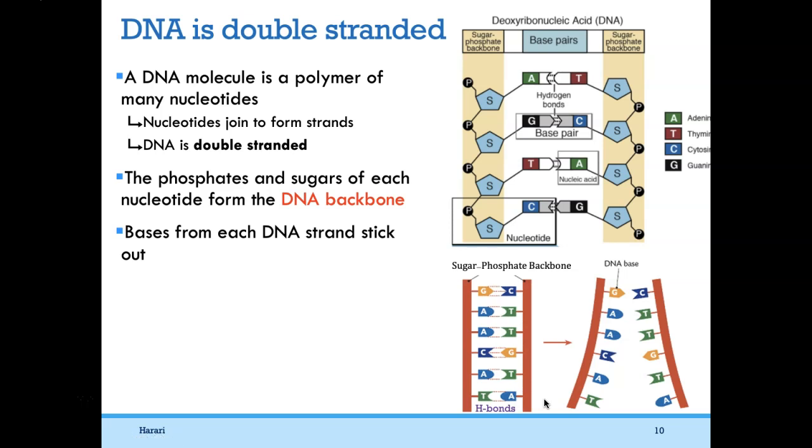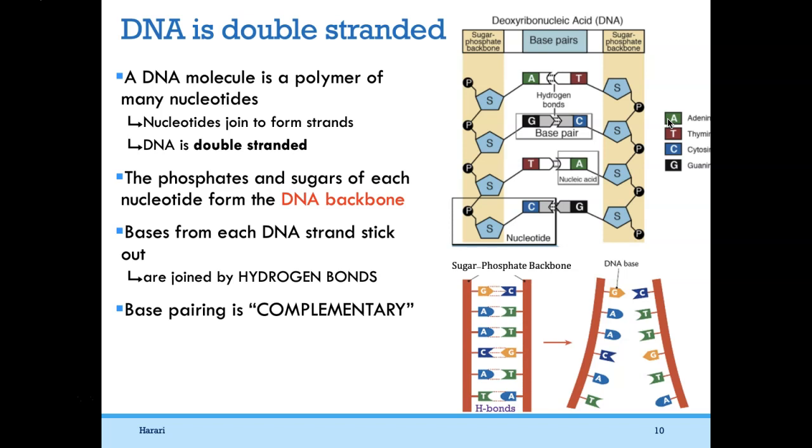The bases from each DNA strand stick out. So just like a ladder, the steps in the ladder are the bases. And the bases of each strand are joined by hydrogen bonds. Remember, hydrogen bonds are very weak. So the two strands of DNA are not actually attached. They're just attracted to each other by hydrogen bonds.